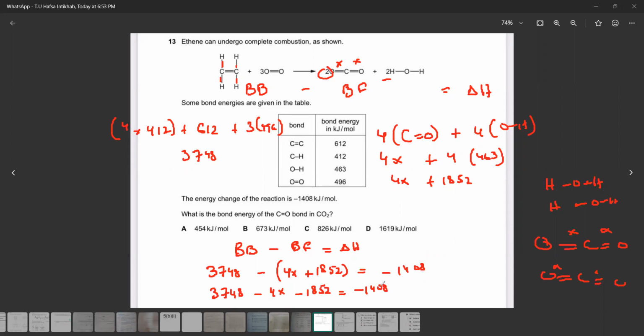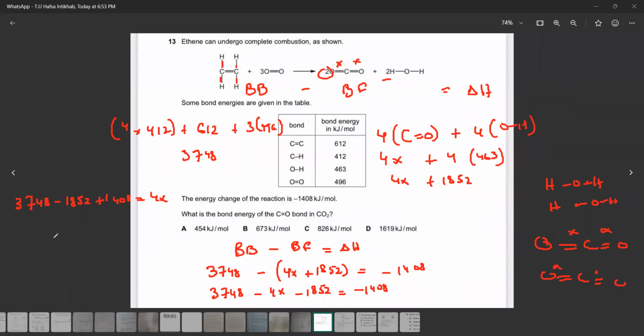So this will move to the other side, towards the left, and 4x towards the right. So we'll have 3748 minus 1852 plus 1408 is equal to 4x. 4x we move to the other side, and 1408 towards the left hand side. So 3748 minus 1852 plus 1408.